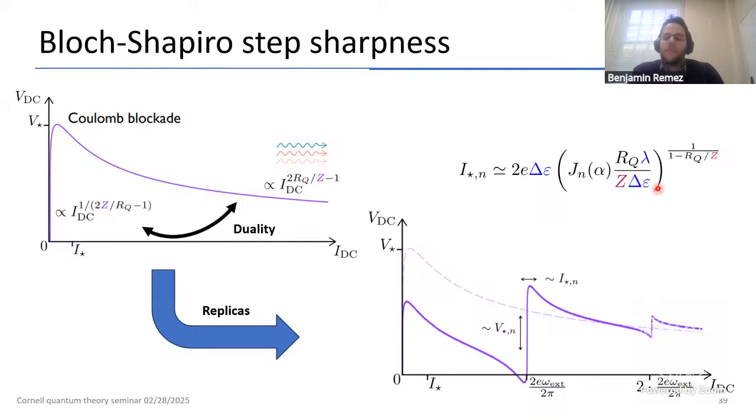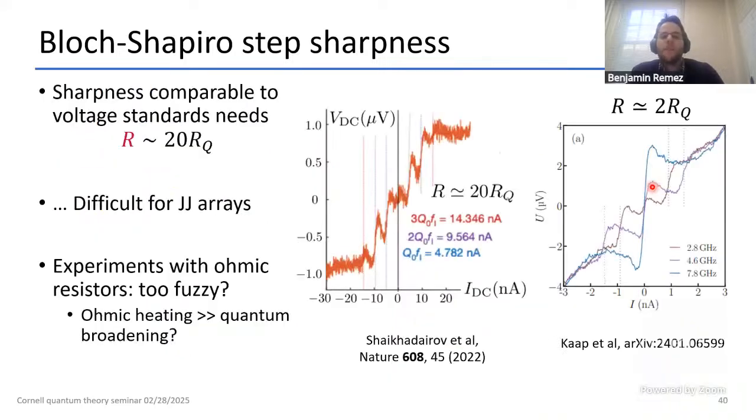And we have expressions for this broadening. So what we find is that to get sharpness that is comparable to what people use in voltage standards, you need resistance that's roughly 20 times the quantum. Now, the thing is that this is something that's quite difficult to accomplish in these Josephson junction arrays. You can maybe reach 3 or 5, but 20 is hard. So people measure these Shapiro steps in these Josephson junction arrays, but they're not very sharp.